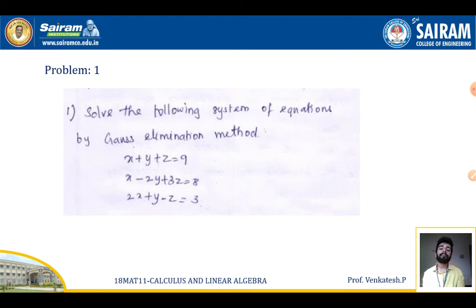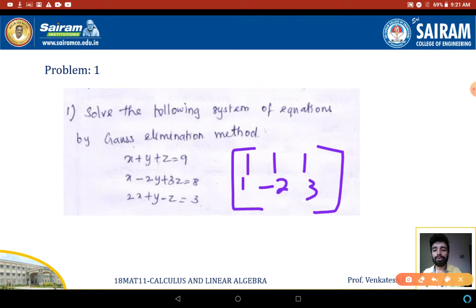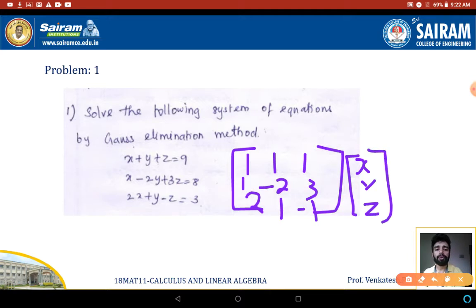So what we can find, the matrix A will be 1, 1, 1, 1, -2, 3, 2, 1, -1. I'm going to draw it now. After separating the matrix, I'll be getting the matrix like this: 1, 1, 1; 1, -2, 3; 2, 1, -1. This will be our A matrix. X will be the column of x, y, z, equal to the B matrix, that is 9, 8, 3. So this is the matrix representation of the given system of equations.